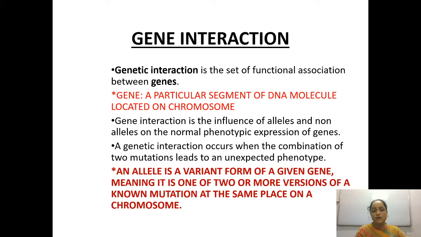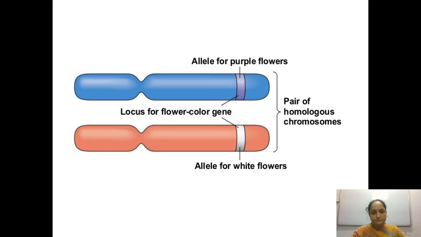So it means one or two or more versions of a known mutation at the same place on a chromosome. But the point to be noted is that if you are talking about a particular gene, then that gene will have a particular location. And when we are talking about the allele of that gene, that allele will also have the same location on the particular chromosome. This is what is known as allele.